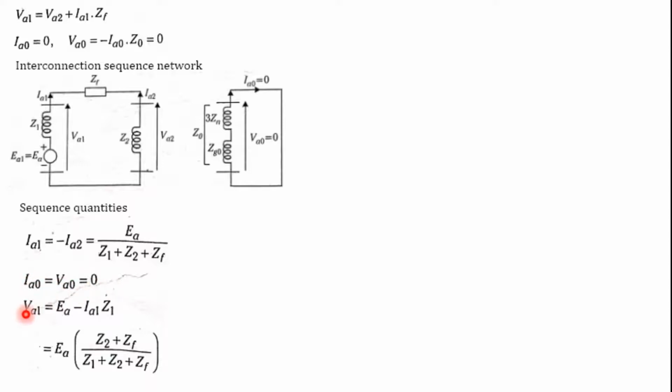So we have to calculate what VA1 is. VA1 is equal to EA minus IA1 Z1. Already we know what IA1 is: EA divided by Z1 plus Z2 plus ZF. By substituting this we will get VA1 is equal to EA into Z1 plus ZF divided by Z1 plus Z2 plus ZF. Similarly for VA2, it is minus IA2 Z2. Substitute what IA2 is, EA divided by Z1 plus Z2 plus ZF. After simplifying this we will get the final equation.